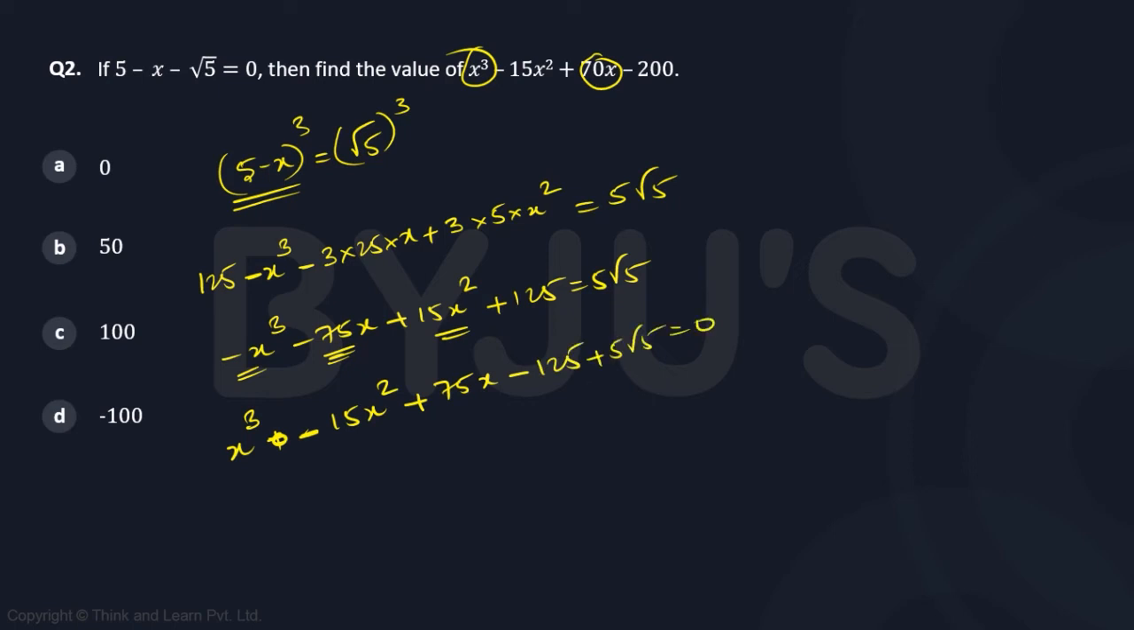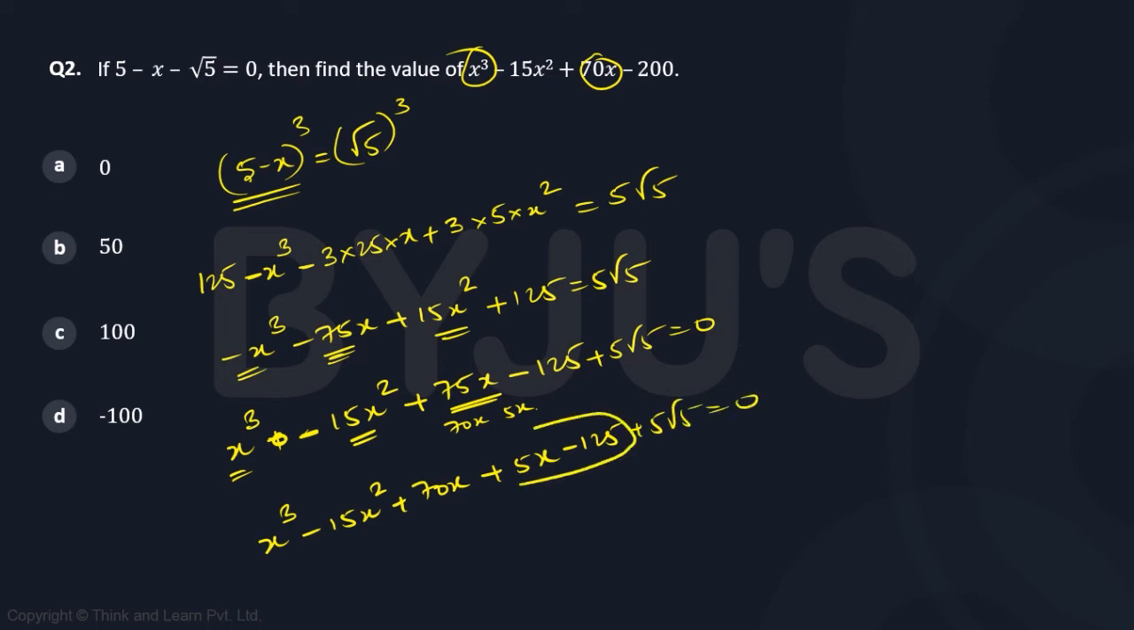Now let me segregate what I want. So this is what I want, this is what I want, but in this I need only 70x. So 5x will be extra, I don't need it. So let me segregate it out. So what do I get? X cube minus 15x square plus 70x plus 5x minus 125 plus 5 root 5 equal to 0.